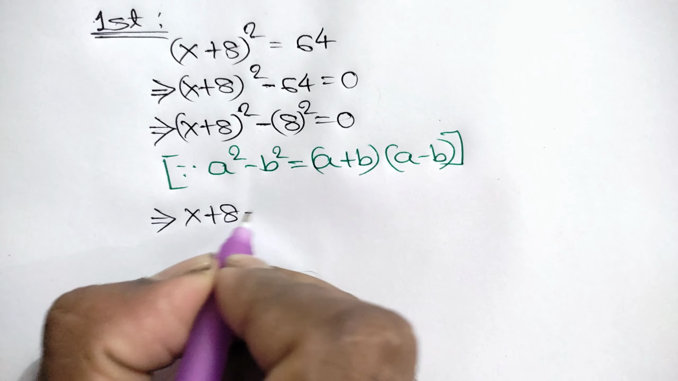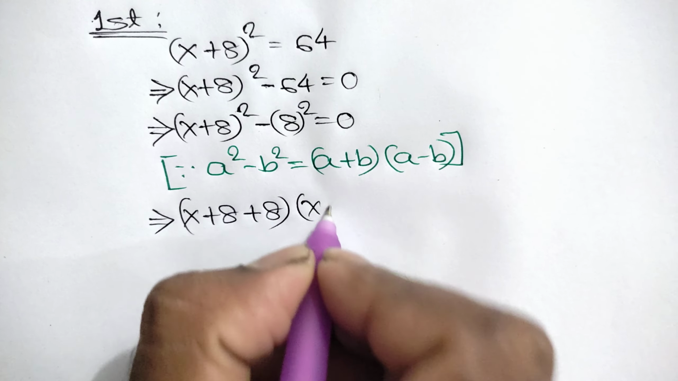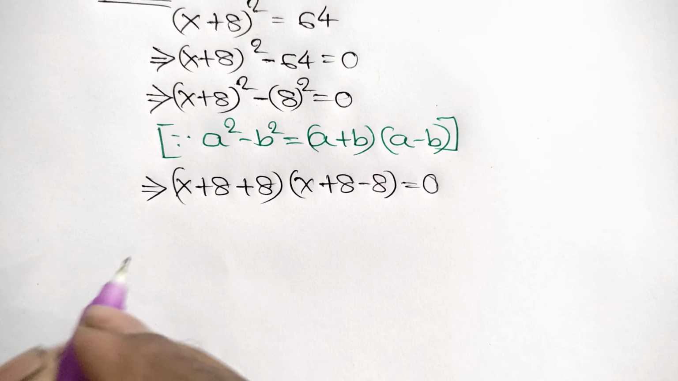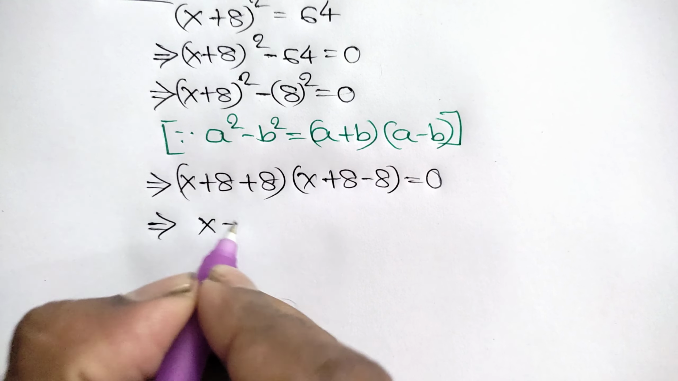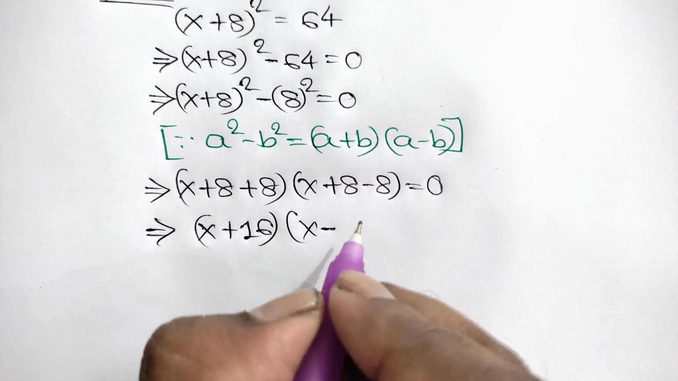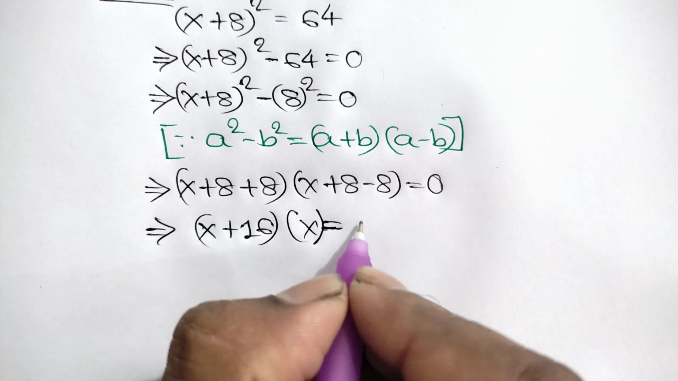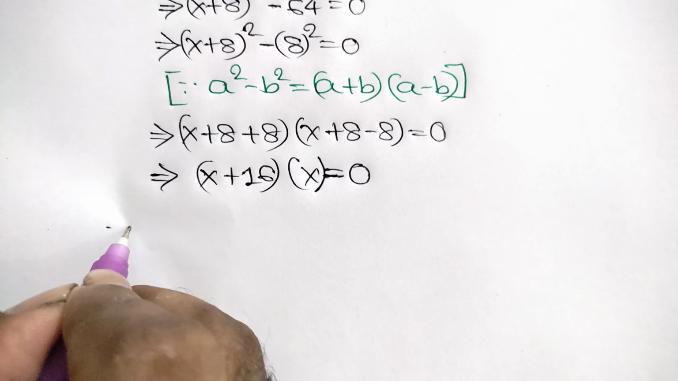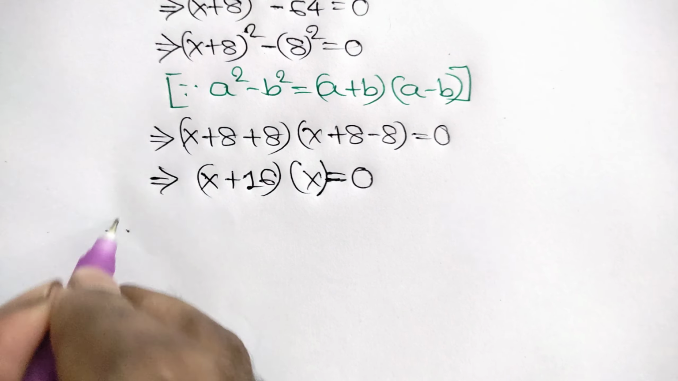(x + 8 + 8)(x + 8 − 8) = 0, or (x + 16)(x + 8 − 8) = 0, and 8 − 8 is 0, so we can write x = 0. Now from here we have two solutions, so we can write x = 0 and x + 16 = 0, or x = −16. So x is equal to −16.